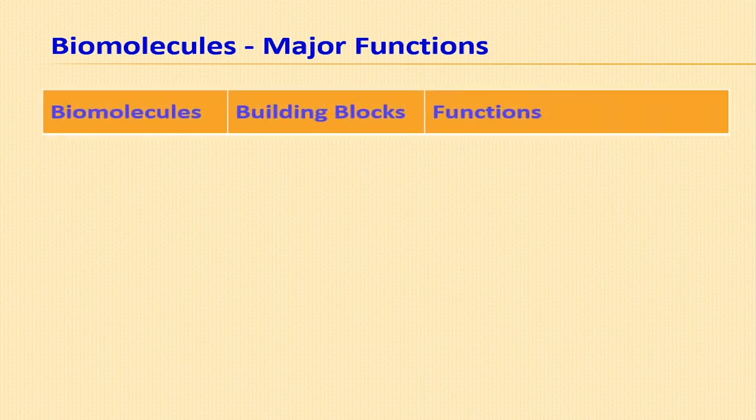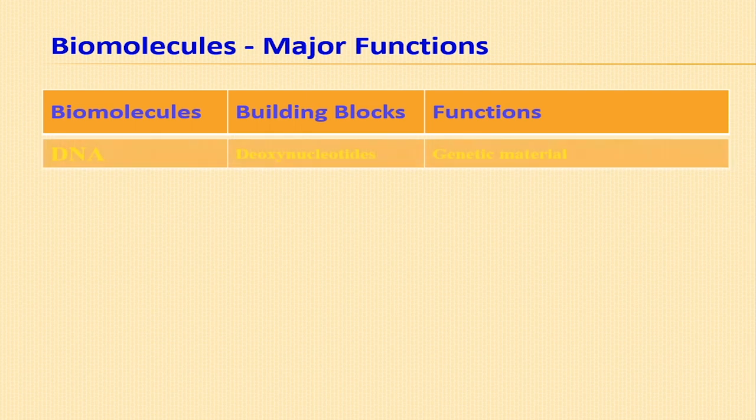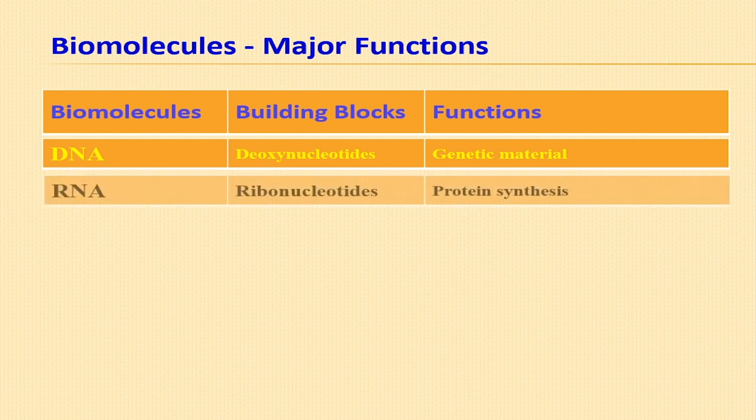What are biomolecules and their major functions? First of all, we should know what are biomolecules. Very simple, molecules produced by the living cells are termed as biomolecules. In this slide we'll study different types of biomolecules, their building blocks and their functions. For example, DNA is composed of deoxyribonucleotides. Its function is that it acts like a genetic material.